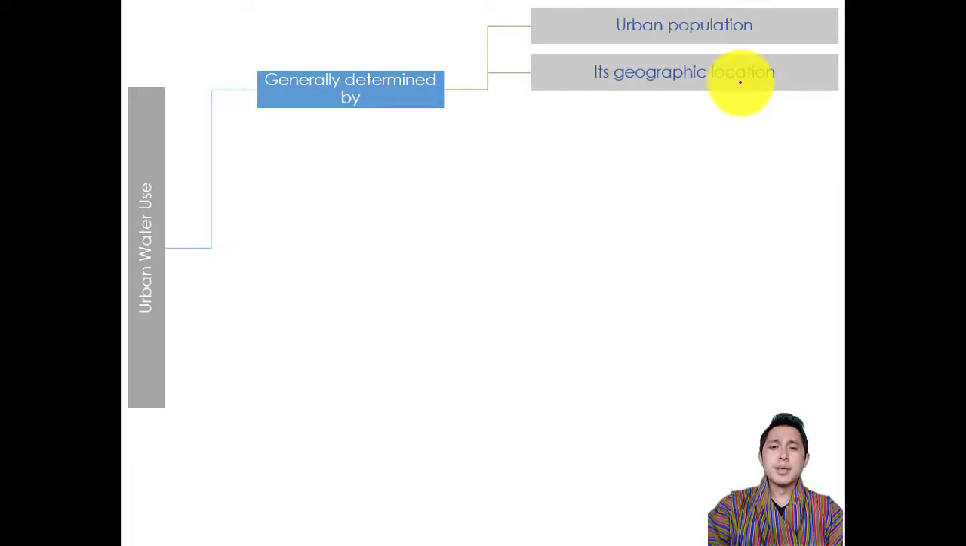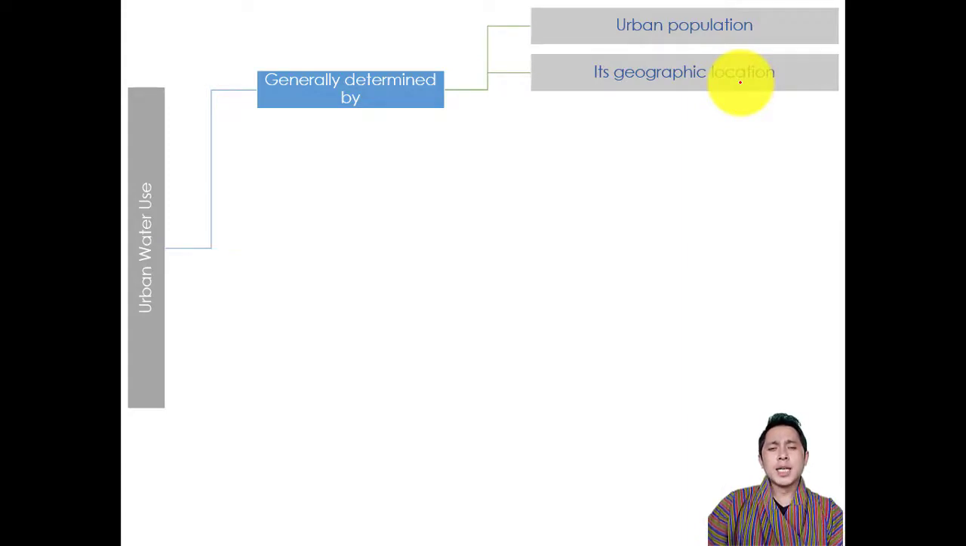For example, you can still consider Messina as an urban area. You can still consider Thimphu as an urban area, but the kind of urbanization that has taken place in Messina and Thimphu is quite different. The water that's being used in Thimphu is much higher than the water that's being used in these areas. So the geographical location of the urban area again determines the water use.